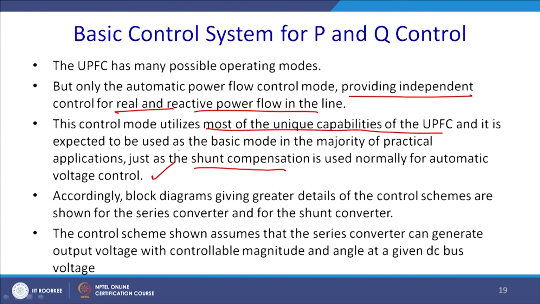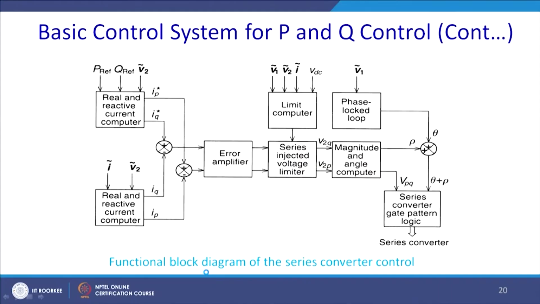Accordingly, we shall show the block diagram with greater detail of the control schemes in the series converter and the shunt converter. The control scheme shown assumes that the series converter can generate the output voltage with controllable magnitude and the phase angle given by the DC bus voltage. So, this is the PQ control.